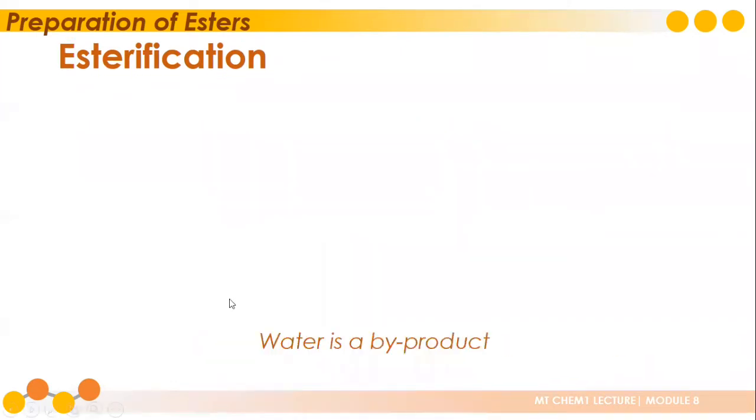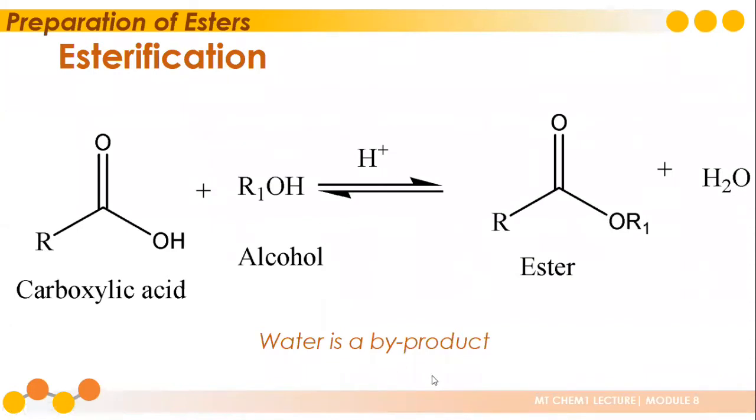Let's take a closer look. Again, water is the byproduct of esterification. So we have here a carboxylic acid reacting with an alcohol, or it can also be a phenol. And then we have a strong acid to catalyze or to speed up the reaction to produce an ester and water.